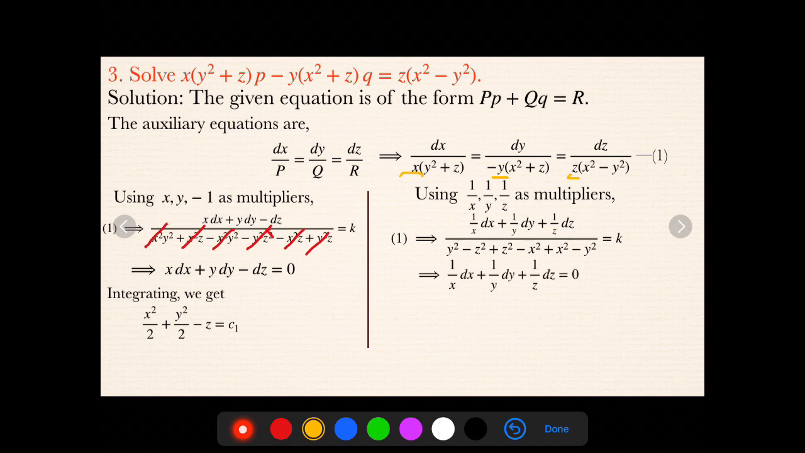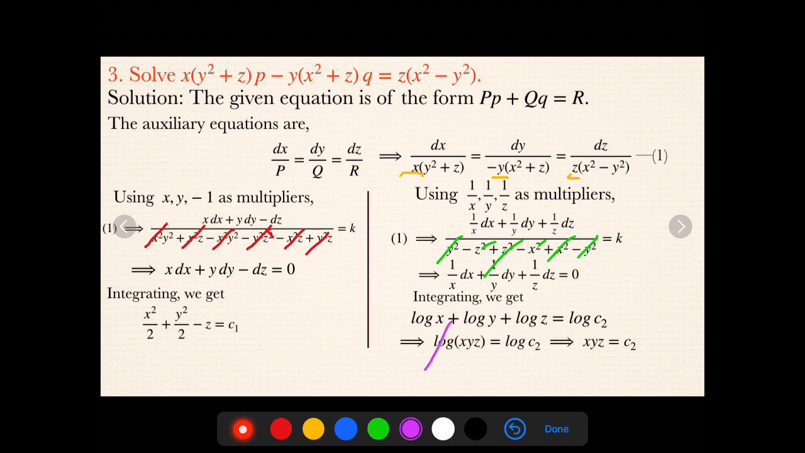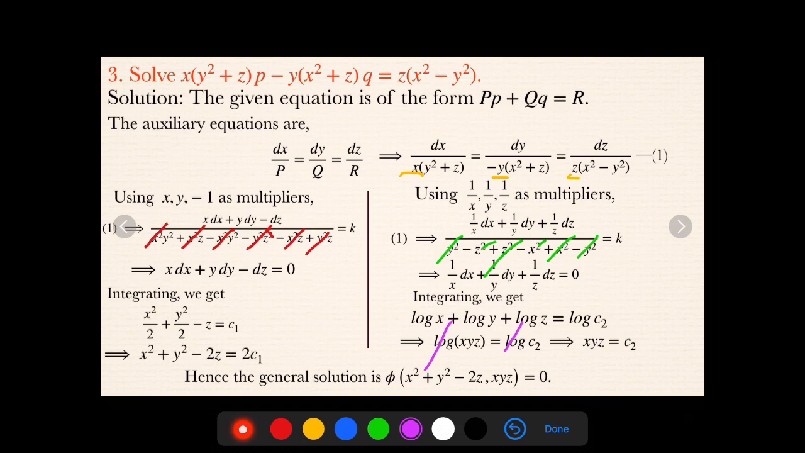Okay, so then clearly the denominators y square, x square, z square get cancelled. So we'll get 1 by x plus 1 by y plus 1 by z. We'll integrate that and get log x plus log y plus log z, and log a plus log b plus log c is equal to log abc. So now log and log get cancelled. So we'll get the final solution as x y z is equal to c2. Okay. So now the first solution I make it as 2, and you transfer to the other side, we will get x square plus y square plus 2z.